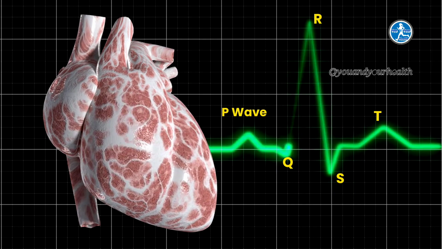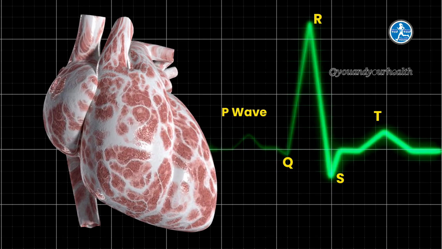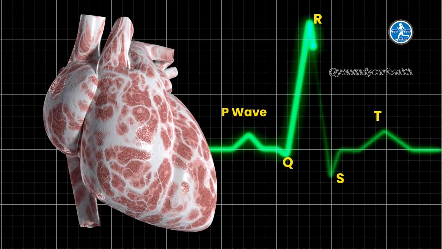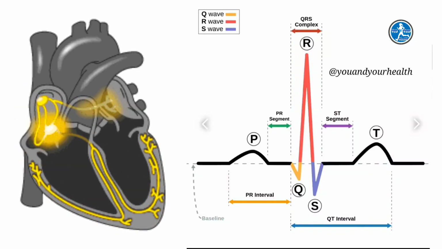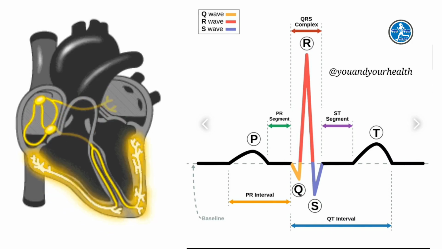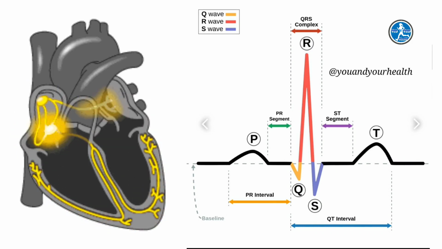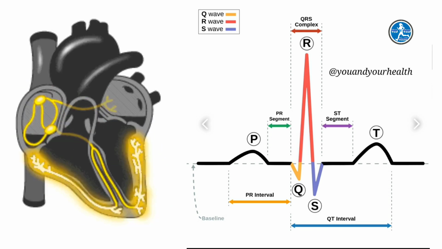P wave represents atrial depolarization or contraction. This typically takes about 0.08 to 0.10 seconds with about 2.5 mm amplitude. The PQ segment or PR interval represents the time it takes for the electrical impulse to travel from the atria to the ventricles, and the normal duration is typically 0.12 to 0.20 seconds.